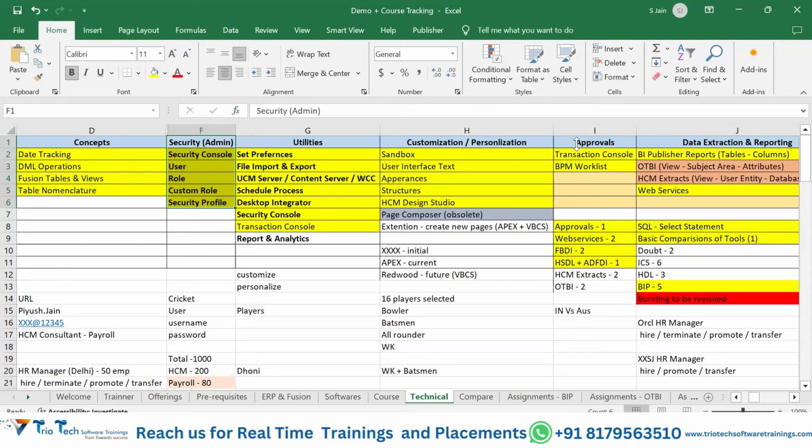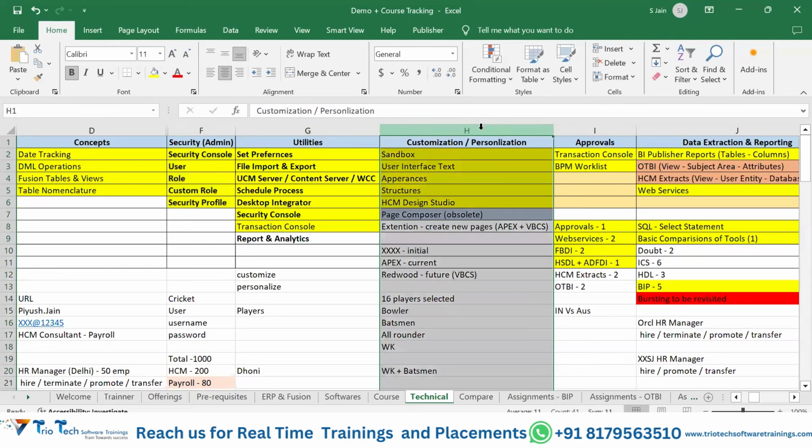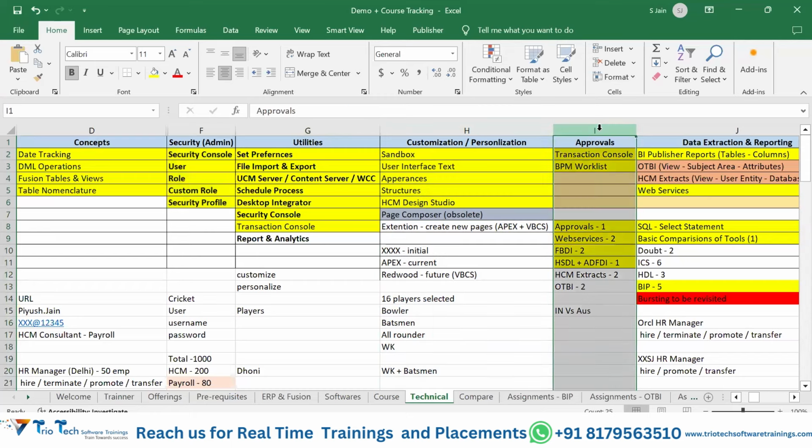Apart from that, there are two other streams of Fusion technical. One is approval management. There is one tool available that will help you design custom approvals for different sorts of transactions happening in the system. Transactions mean, suppose we are hiring an employee, terminating, transferring or promoting an employee, adding a salary, giving a bonus to a particular employee, creating or adding a supplier, creating a receipt in our system, or generating an invoice for the items that we have sold.